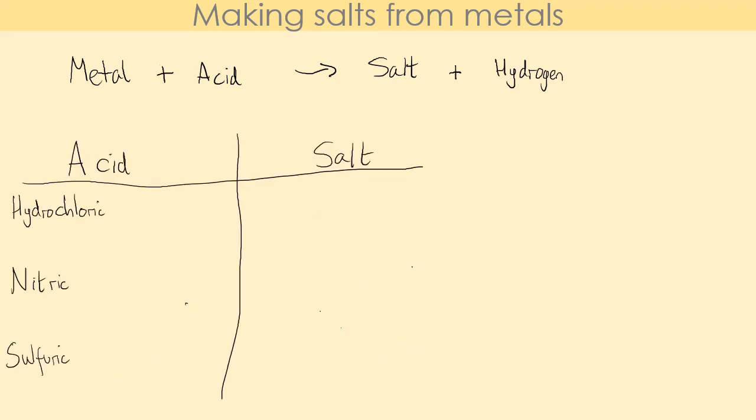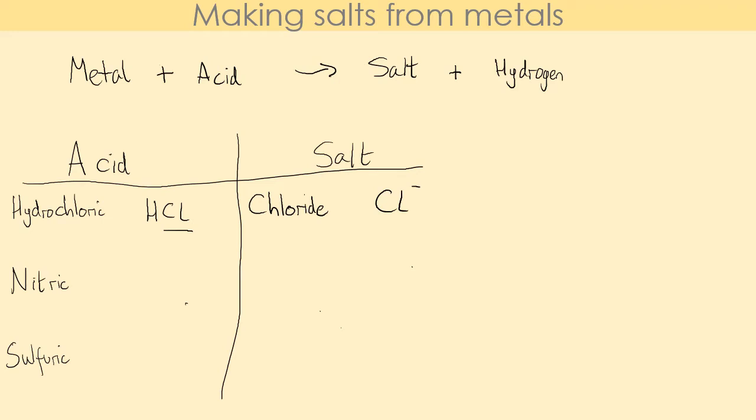Now, the type of salt that we get depends on the type of acid. So if we look first at hydrochloric acid, which is HCl, we need to look at the negative ion, the anion, that is left after the hydrogen has been displaced. In this case, we have a chloride ion, which is Cl-. Our salts will all be chloride salts.